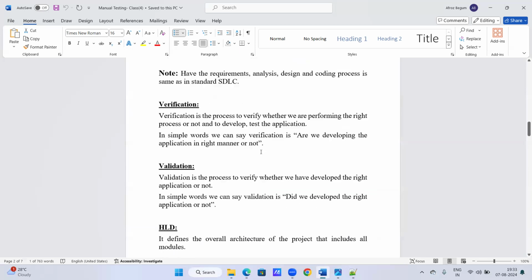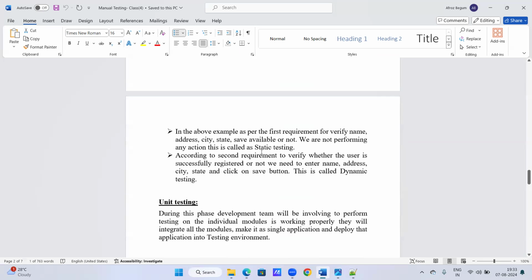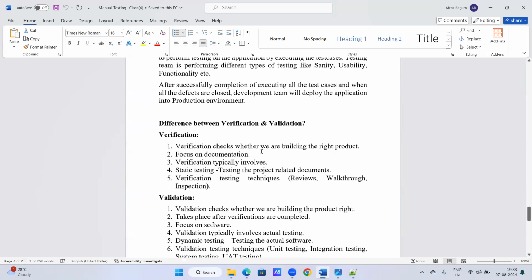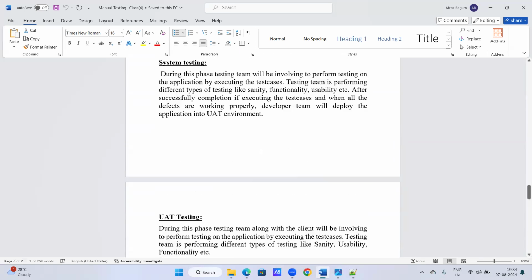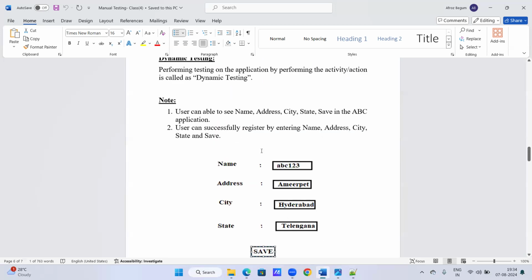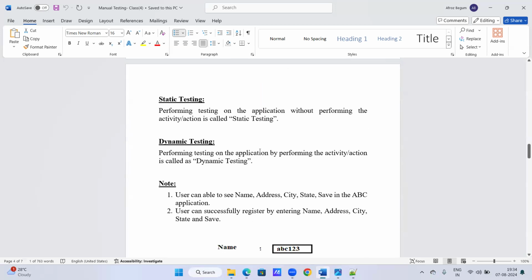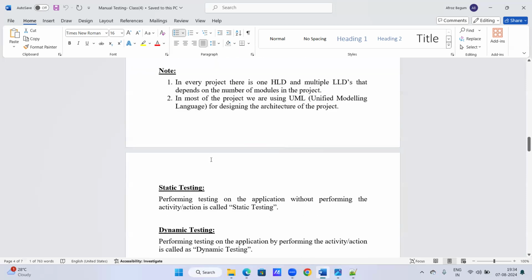So here there are definitions. I have written here. Static means performing testing on the application without performing any activity or action is called static testing. It means documents. What is dynamic? We will learn about it further. Performing testing on the application by performing an activity or action is called dynamic testing. Okay.